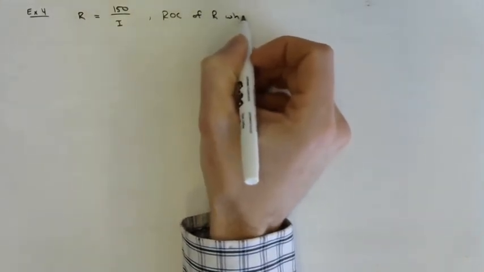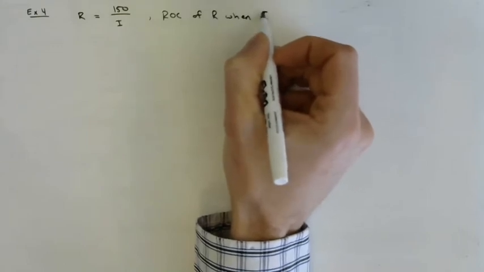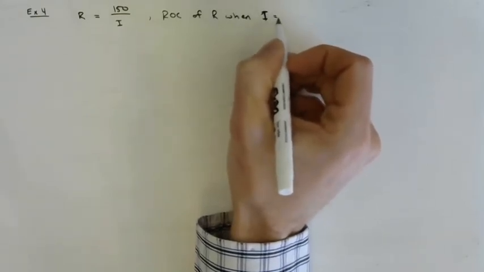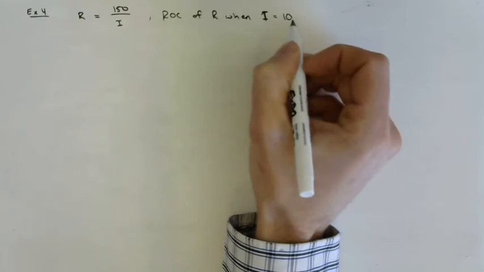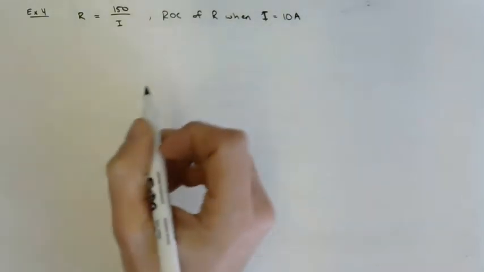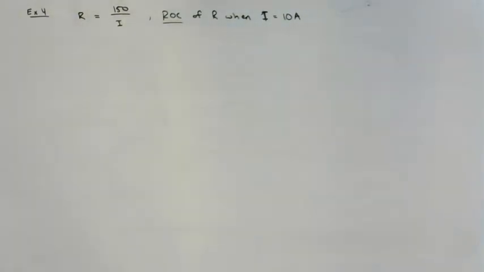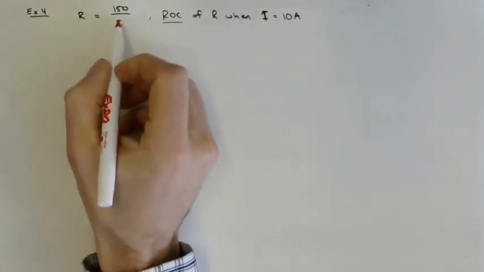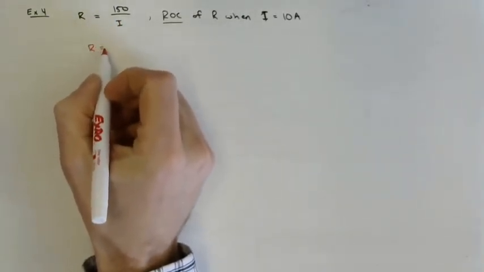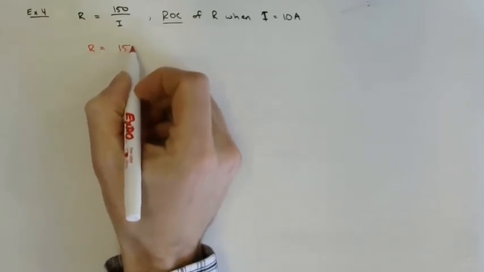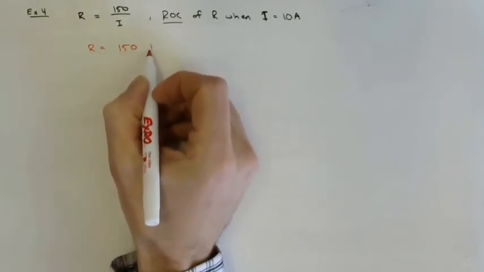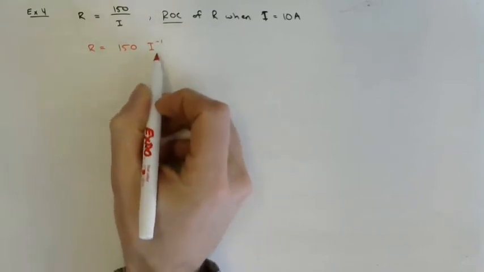when I equals 10 amps. So again, it's a rate of change. So the first thing we're going to do is take the derivative of this. In order to take the derivative of a rational function, we first express it as a product of two functions with a negative exponent.